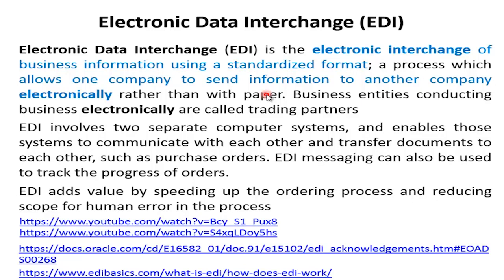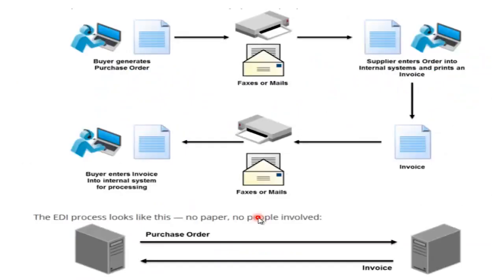EDI involves two separate computer systems and enables those systems to communicate with each other and transfer documents to each other, such as a purchase order. EDI messaging can also be used to track the progress of the orders. I have given some very good examples here, so we will refer to those.